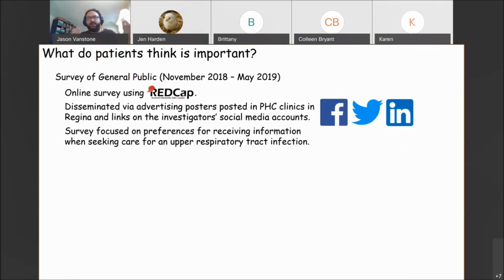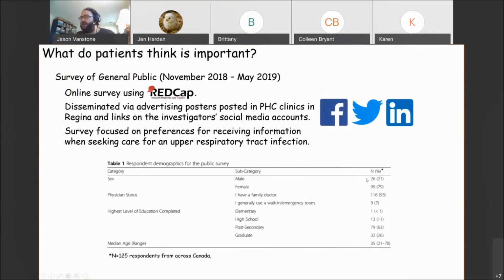So we're kind of trying to steer people towards when you're going to the doctor for like a cold or flu, how do you like to get your information? So again, demographics here. This one is a little interesting. We had 79% of our respondents were female. The majority of them, 93%, had their own family doctor as opposed to using a walk-in or emergency room. So we thought that might be an important piece.